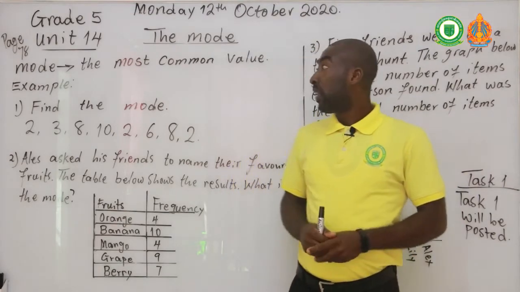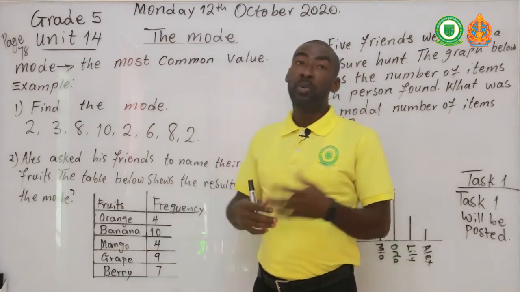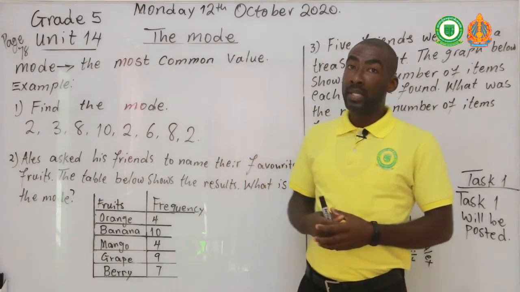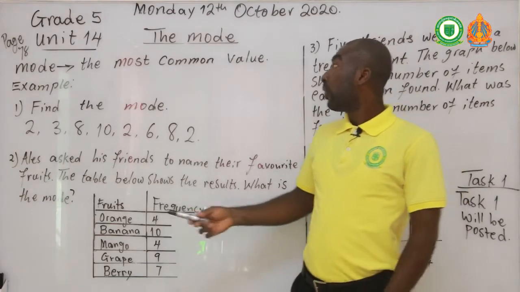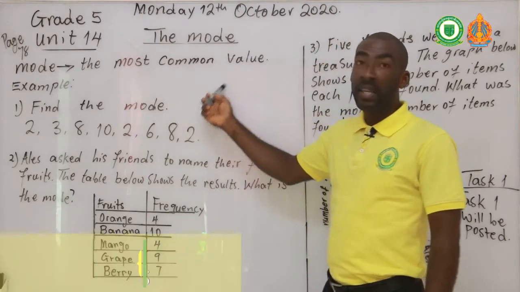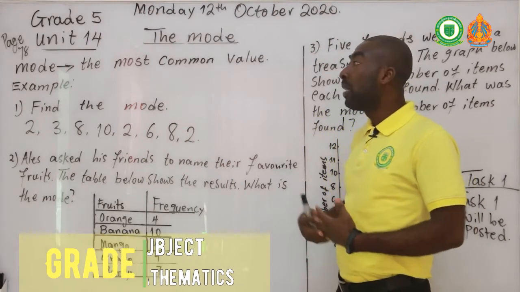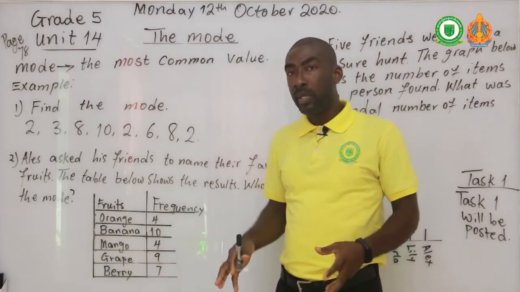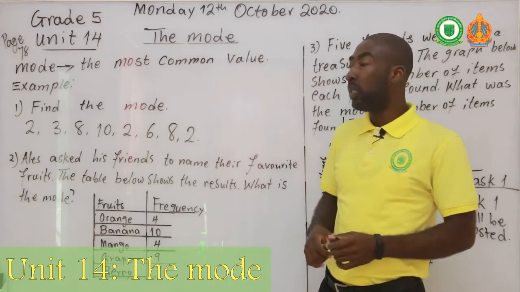Okay, so first we will look at the simple way of finding a mode, and we will remind ourselves about what a mode actually is. A mode means we are looking for the most common value. That means the value or the item that is most common. That is what we are looking for when we talk about the mode.